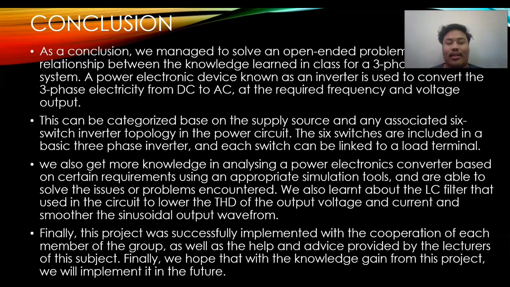We also gained more knowledge in analyzing a power electronic converter based on certain requirements using appropriate simulation tools, and are able to solve the issues or problems encountered. We also learned about the LC filter used in the circuit to lower the THD of the output voltage and current and smooth the sinusoidal output waveform. Finally, this project was successfully implemented with the cooperation of each member of the group as well as the help and advice provided by the lecturers of this subject.